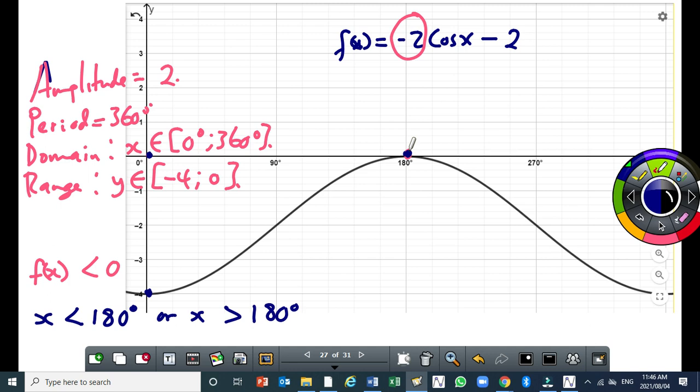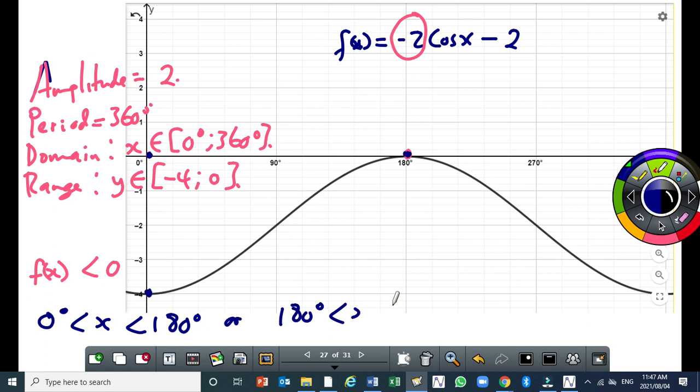So my suggestion, okay, let me correct this one here. Let me correct the first one. So the first one you must also include 0. So the first one you can write as 0 degrees is less than or equal to x is less than 180, or the second one we say 180 degrees is less than x is less than 360 degrees. So between those two intervals, your values of y are negative. So remember, we want an interval such that the y values are below the x-axis. Is that clear there?